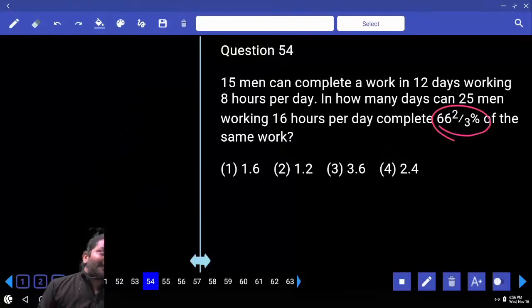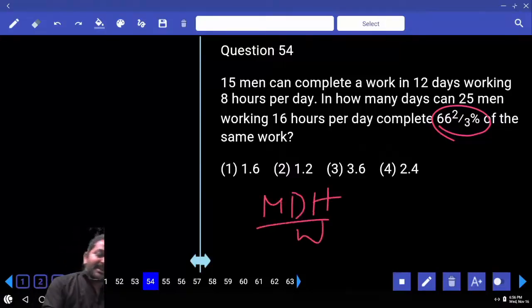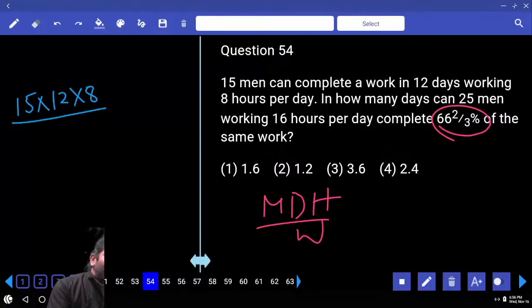What's the denominator? So I'll take the original work as 3. Is that okay? Now 2/3 should be done. 2/3 of 3 parts is 2 parts. Are you okay? So we need to use MDH by W. First case, how many men are there? 15. How many days? 12. How many hours? 8.